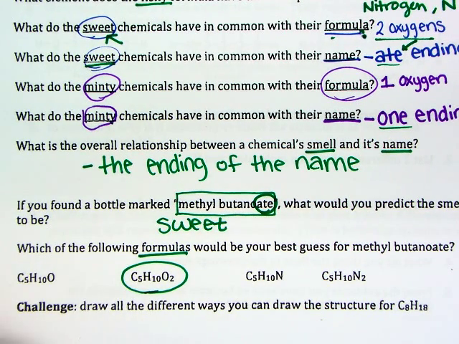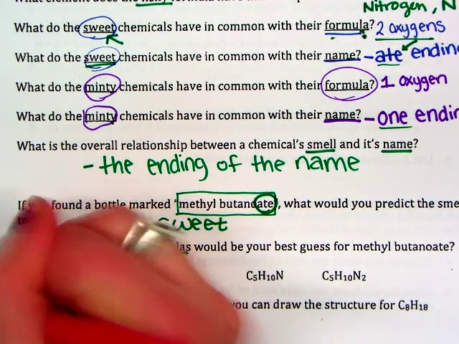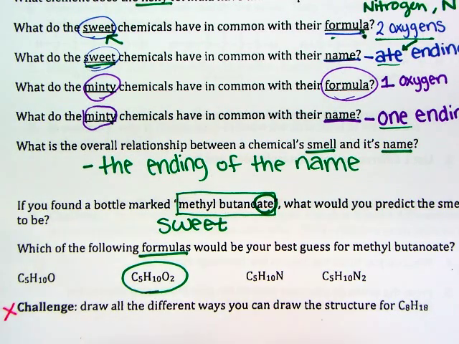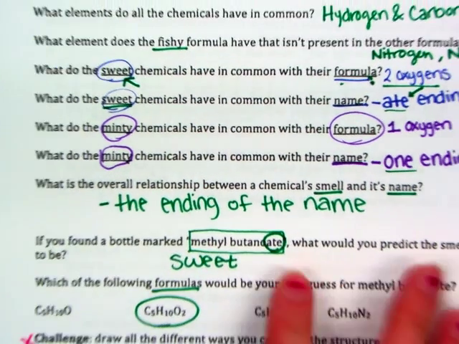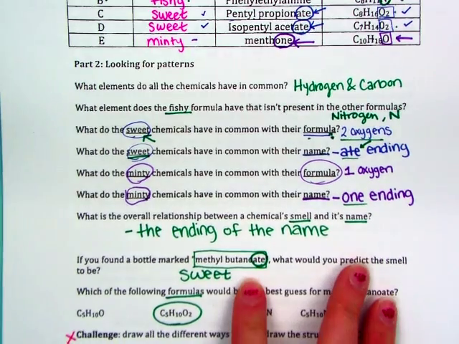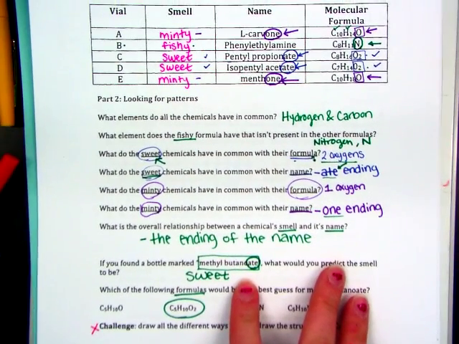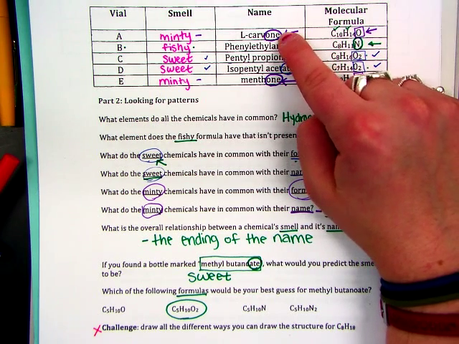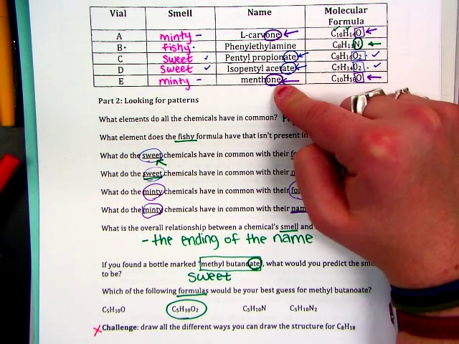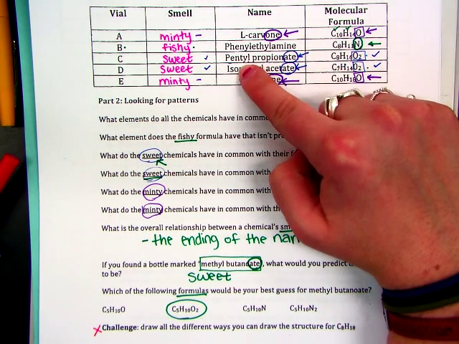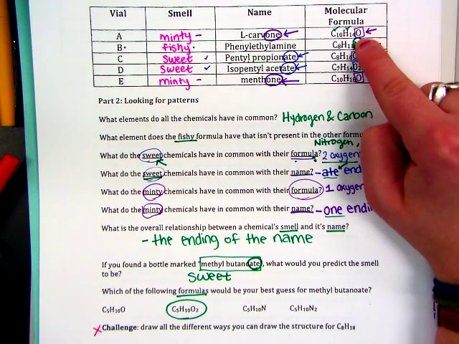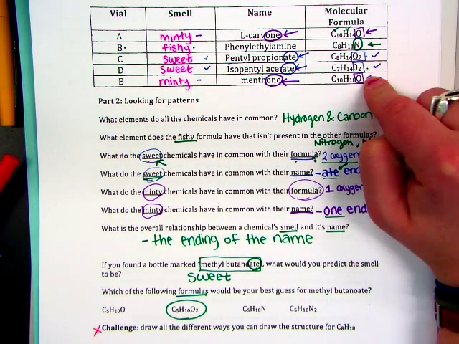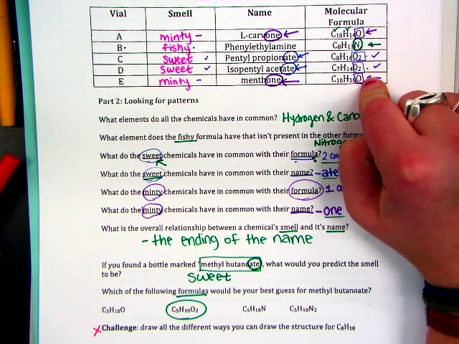We are going to skip the challenge for today's lesson. But overall, what is hoped to be gotten from this first lesson is that different chemicals have different smells, and depending on the ending of the chemical, the smell will be different. And there are also ways of recognizing different chemicals based on the ending of their formula as well as the ending of their name.